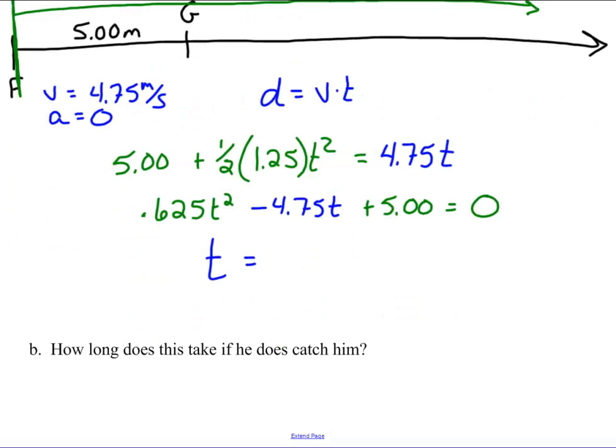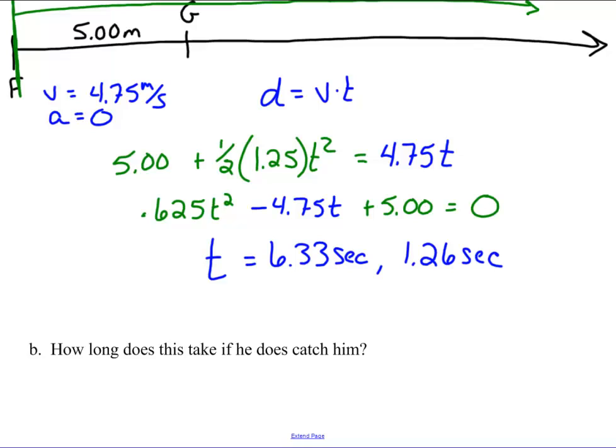Solving for t, we get 6.33 seconds, and we get 1.26 seconds. Two positive times. Okay, so we have to figure out which time is the one that we want to use. So, because we have two positive times, does Fred catch George? Yes, absolutely. In fact, he makes contact with him twice. How long does this take if he does catch him? Well, which do we take first?